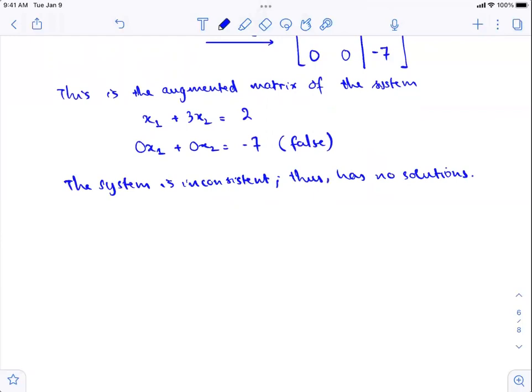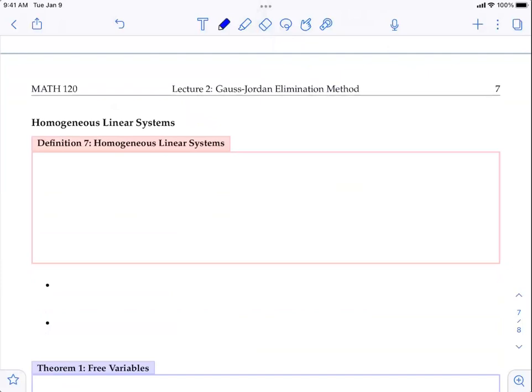Okay. And through these 3 examples, hopefully you get an idea how to perform the Gauss-Jordan elimination method to solve a system of linear equations. Again, the procedure for Gauss-Jordan elimination is to first form the augmented matrix, and then use elementary row operations to reduce the augmented matrix to a reduced row echelon form. And then if the system is consistent, you solve for the solutions. If not, you say that the system has no solutions. All right. So moving on to a few more definitions.